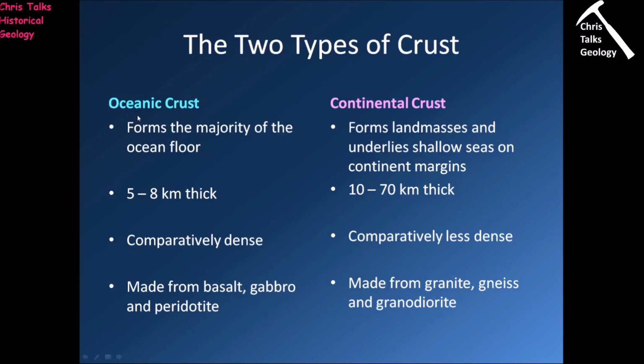Oceanic crust is actually relatively thin. It's only about 5 to 8 kilometers in thickness. In contrast, continental crust can be anywhere between about 10 and 70 kilometers in thickness. So there's quite a big difference there. Now, this is obviously going to cause a difference in height, because if you think about it, think of the oceanic crust as a block of wood, and you put it in water. Let's say it's an 8-kilometer thick block of wood, sitting in the water.